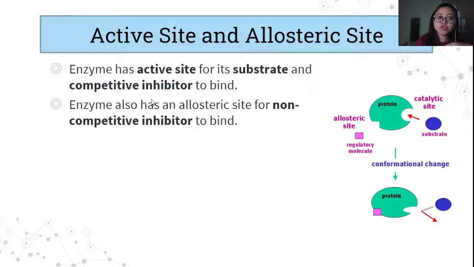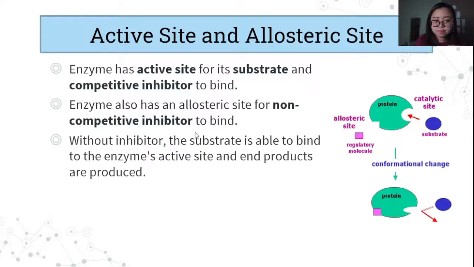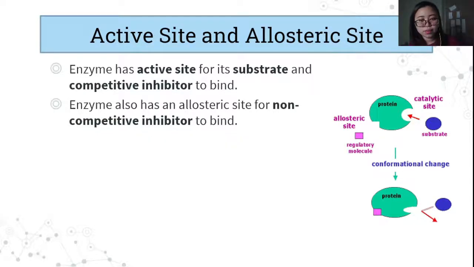Every enzyme also has an allosteric site for non-competitive inhibitor to bind. Selain daripada active site, setiap enzyme juga akan ada allosteric site. Allosteric site boleh dimasuki oleh non-competitive inhibitor. Kamu boleh faham allosteric site ini sebagai mana-mana site selain daripada active site. So you could have many allosteric sites, but one active site.